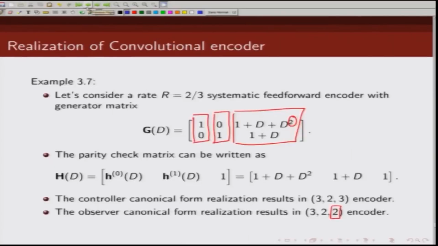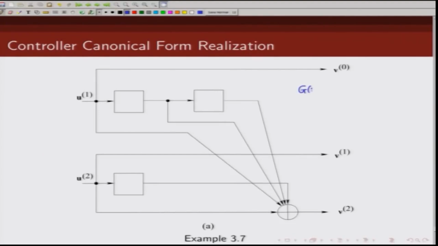So, let me just write down the generator matrix. My generator matrix G of D is 1 0 0 1, then what do we have? 1 plus D square, 1 plus D square, 1 plus D. So, one set of shift register for this. The maximum degree of this is 2, so we use 2 memory elements, and for this the maximum degree of D is 1. So, we use 1 memory element.